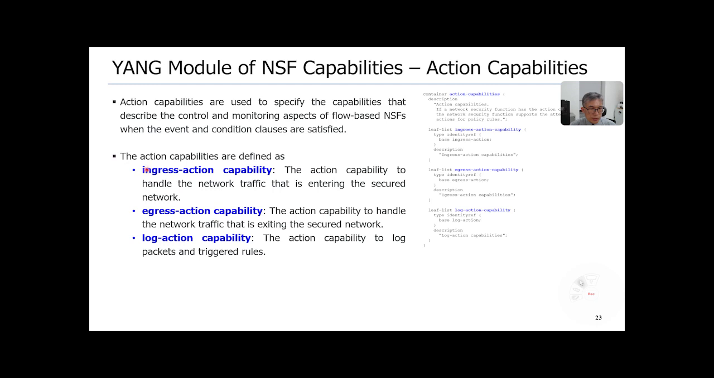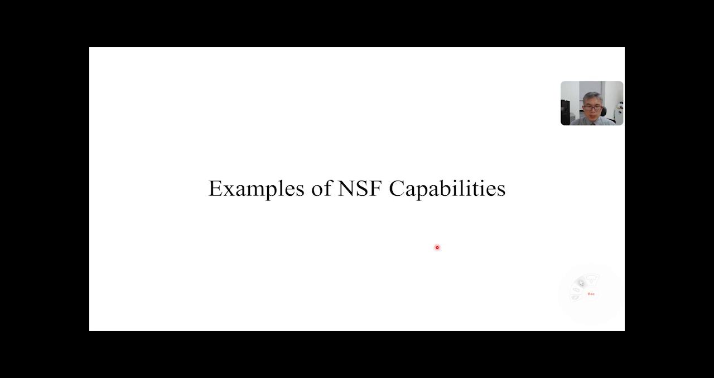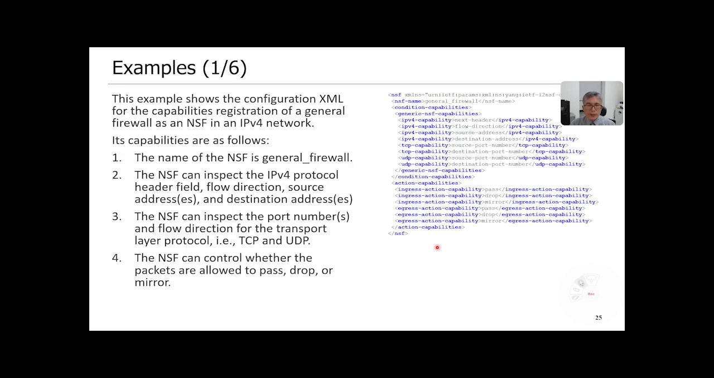So ingress case, packet enters the network, and then we can handle the traffic to secure the network. Egress case, NSF forwards to the next hop and handles the outgoing security service. Log case, we just log packets and trigger rules. So action capability container contains ingress action, egress action, log action. So examples of NSF capabilities, okay.